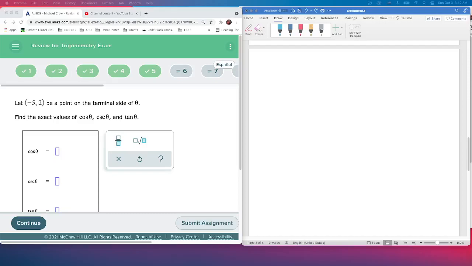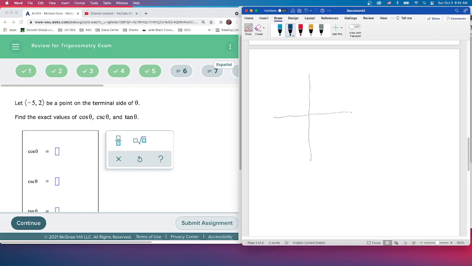So question 11, we're being asked to find the exact values for cosine, secant, and tangent. We don't have to find the angle, just the values. So we're going to set up a triangle, and then we're going to use our definition of our trig functions to come up with the opposite over adjacent, those kind of things. So negative 5, 2 is over here. Here's negative 5, 2 would be something like this.